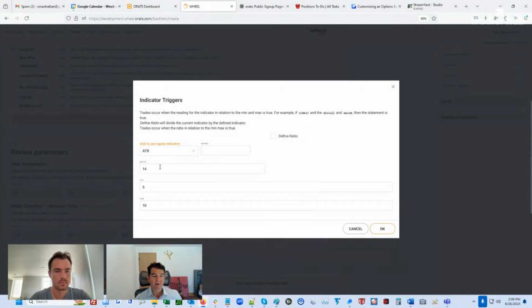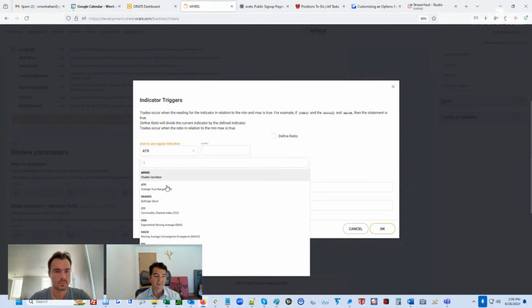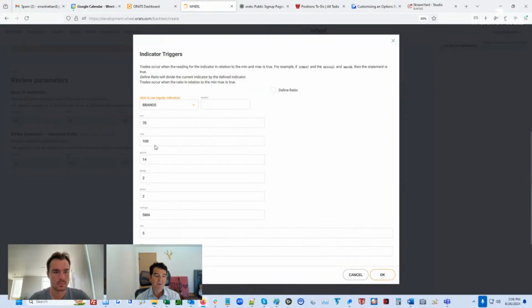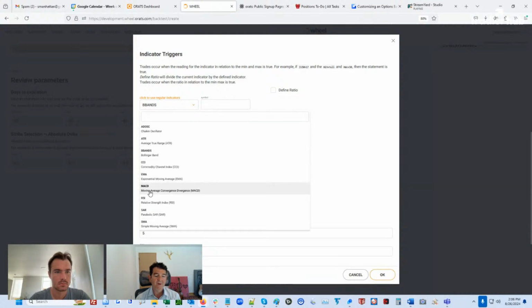Average true range, same thing. You could put your period and your min max. You could even define ratios of these, like a smooth. You could use a simple moving average to the stock price and do some ratio to that. But there are Bollinger Bands, so it gets pretty intricate here. And this is a neat way to test out. There's a lot of backtests out there that use technical indicators to choose stock entry and exit, but these are technical indicators to choose option strategies. So we're backtesting the option strategies using these technical indicators.